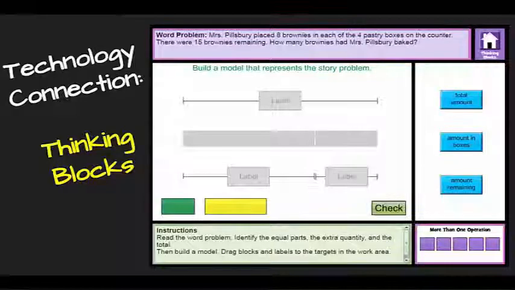A great way to make a technology connection to this standard is to use the resource Thinking Blocks. In particular, the multiplication and division with more than one operation application. Here is a sample word problem that is perfect for Standard 408-3. This tool does an amazing job of reinforcing the practice of moving away from teaching key words to teaching visualizing and modeling as a much more effective way to construct meaning out of a word problem.